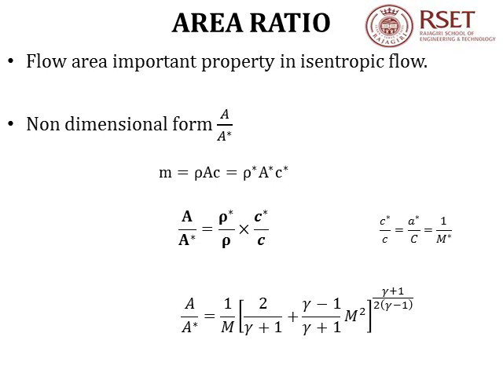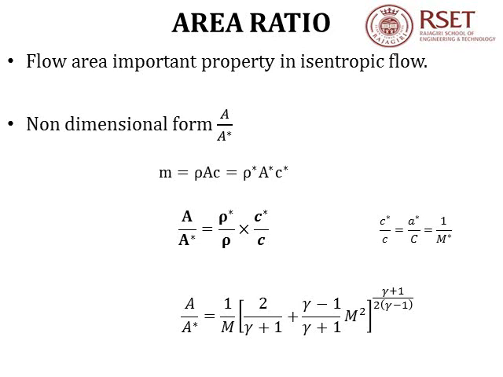Note that C star by C can be written as a star by C, because C star is the velocity of fluid at critical condition where Mach number is 1, which means the fluid velocity and sound velocity are equal at that particular point. So C star is equal to a star, which can be written as 1 by M star.